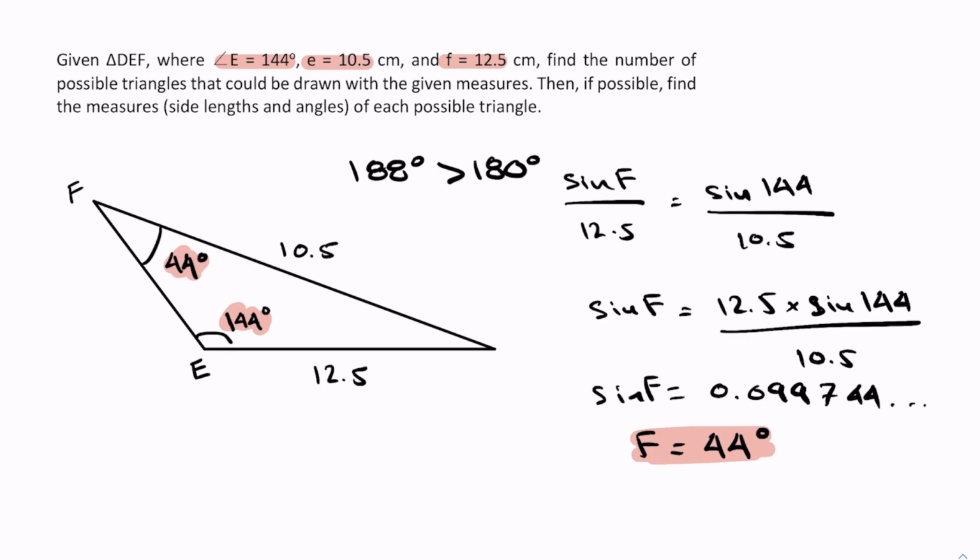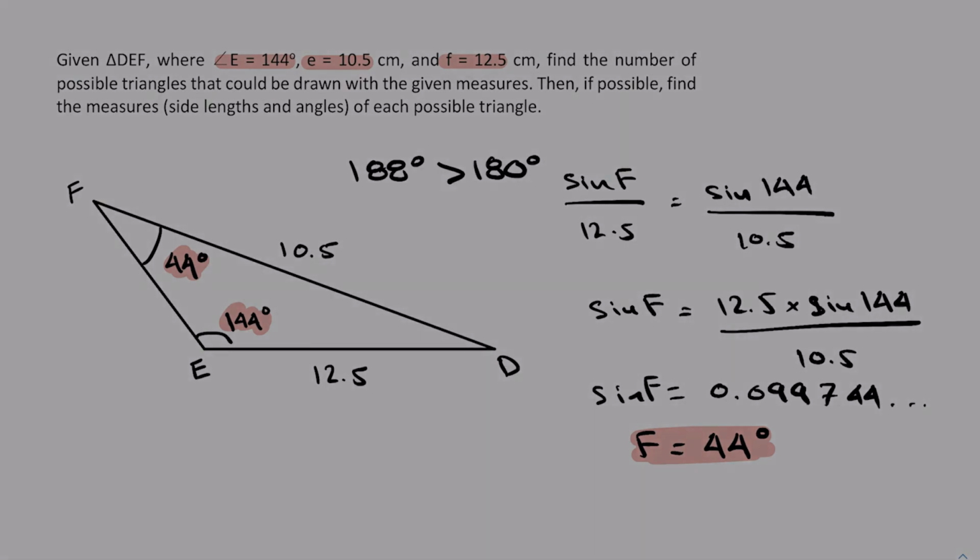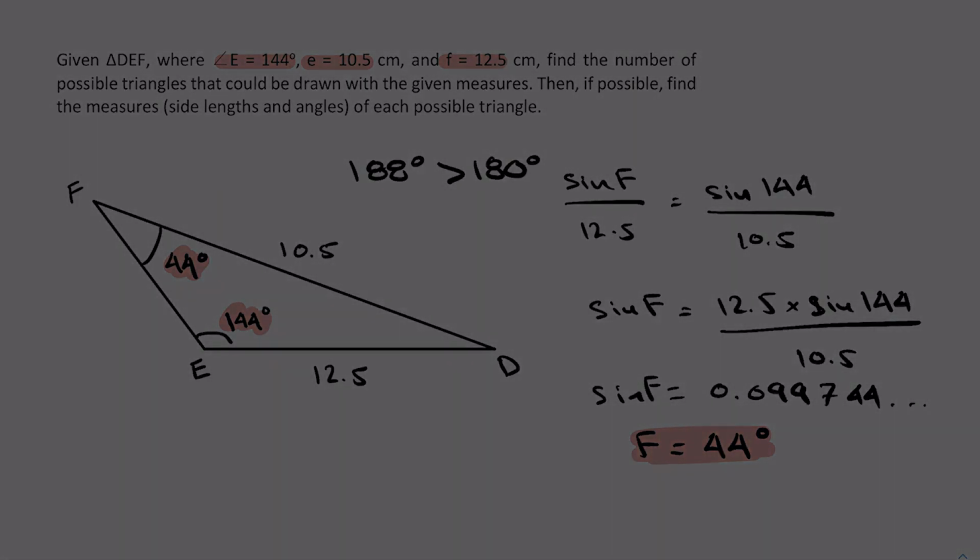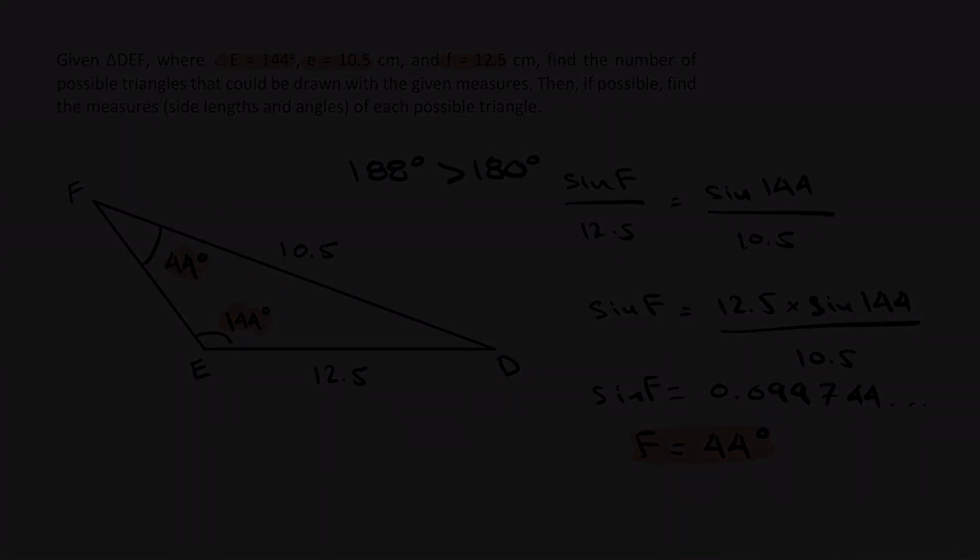So is it possible to create a triangle? Put D over here. Is it possible to create a triangle that satisfies these conditions? Well, the answer is no. This is not possible. Either triangle. And just applying the sine law shows that we can't even do this.